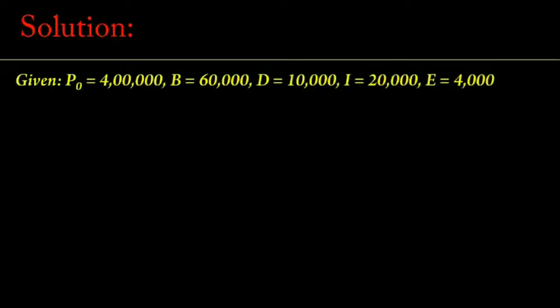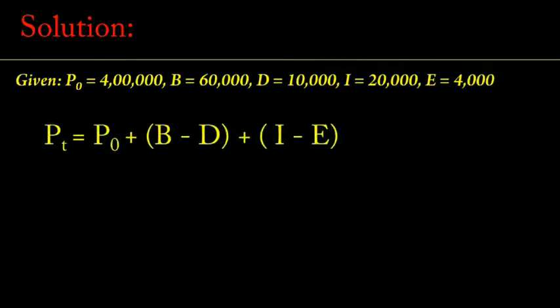Now under solution, the first step is to write the formula. Since your question is to find the population for the year 2013, write Pt equal to P naught plus B minus D plus I minus E. Now, after writing the formula, just substitute the values. P naught is the population in the previous census year.